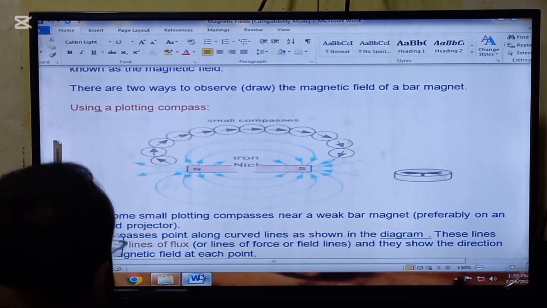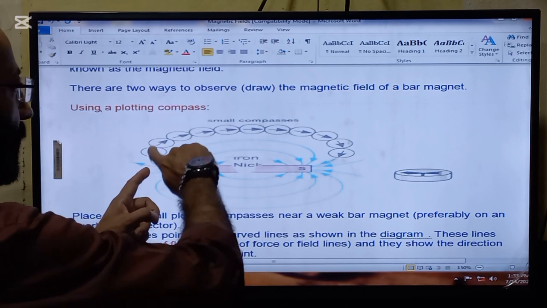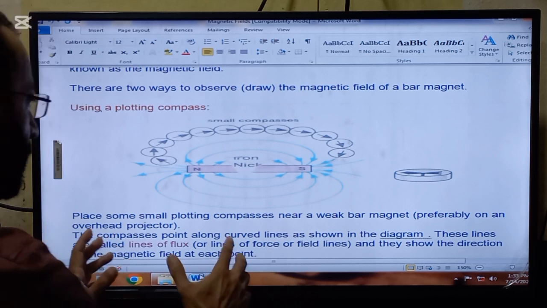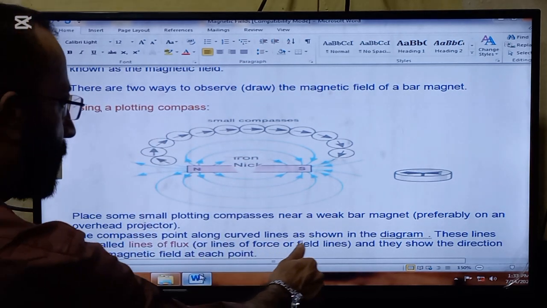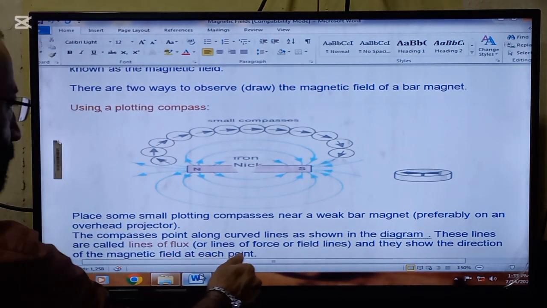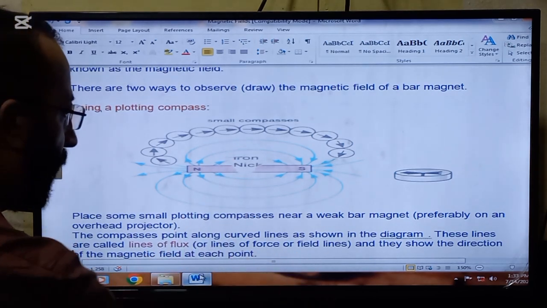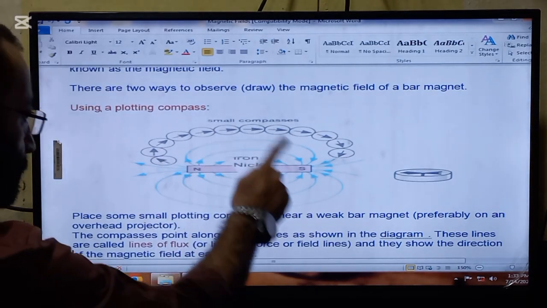The compasses point along curved lines as shown in the diagram. So the plotting compasses will take a shape that will be like this. These lines are called lines of flux, lines of force, or field lines. So there are three names for the thing. They show the direction of the magnetic field at each point.